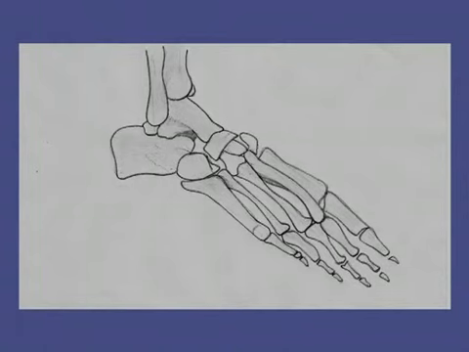Now, the height of the arch is maintained by different structures. The first and foremost is the plantar fascia. The second is the intrinsic foot muscles. The third is the ligaments, the most important being the spring ligament, and also the stability of the bones and joints. These are the structures which maintain the arches of the foot.